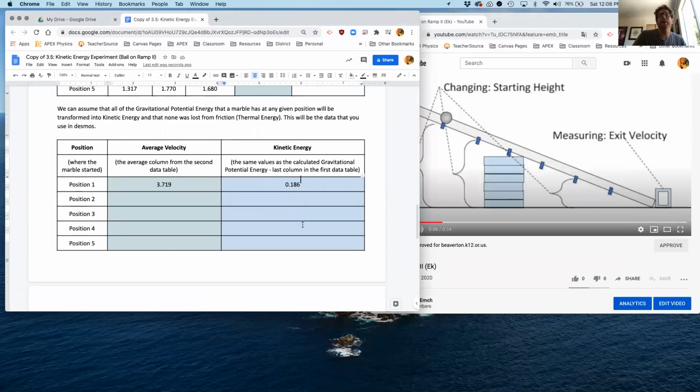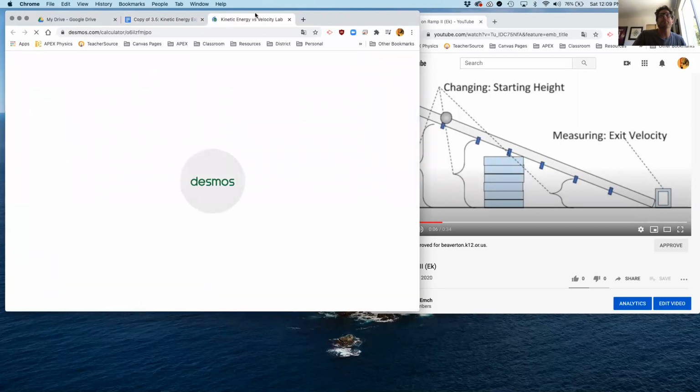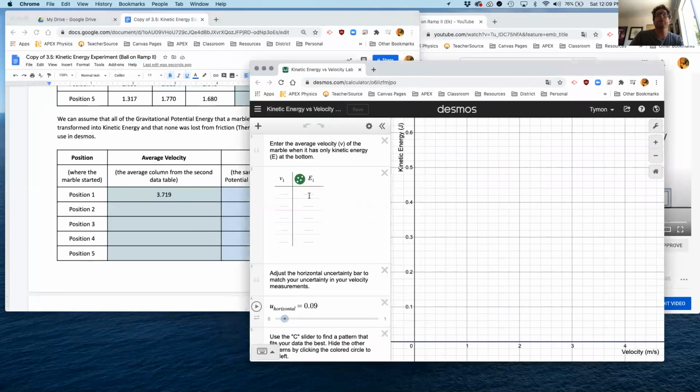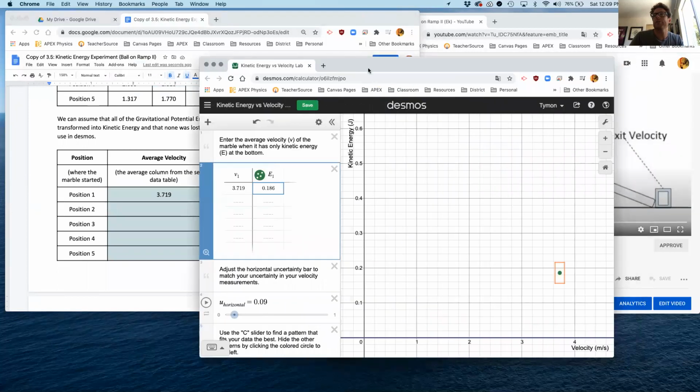Now that we have this data, we can use this Desmos graph and input it. So my first data point is 3.719, and this one right here would be 0.186. So there's my first data point. Cool?